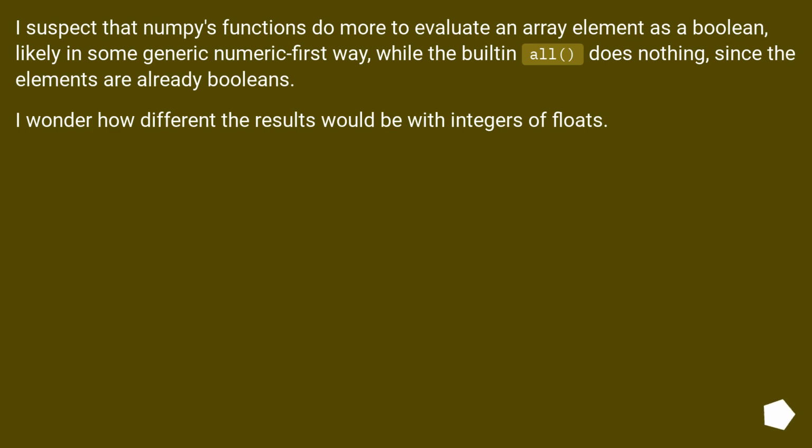I suspect that NumPy's functions do more to evaluate an array element as a boolean, likely in some generic numeric way first, while the built-in all does nothing, since the elements are already booleans. I wonder how different the results would be with integers or floats.